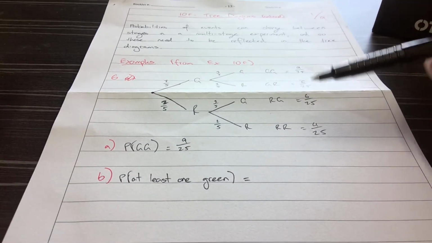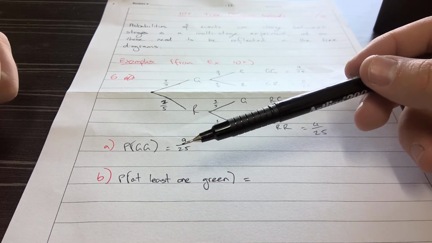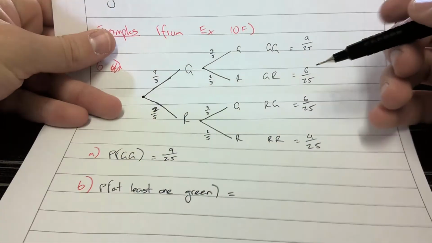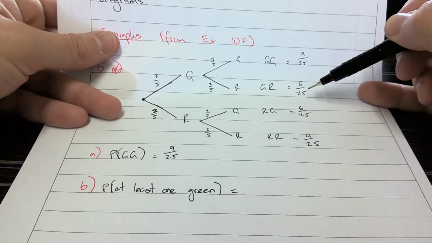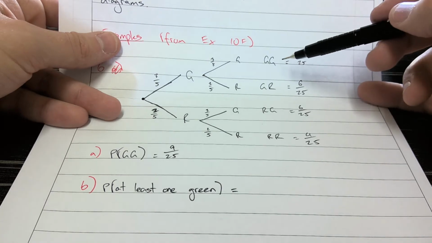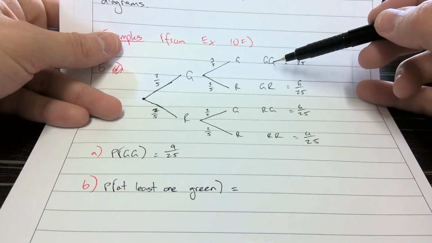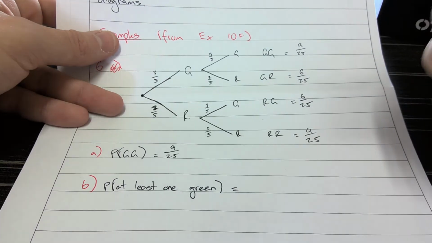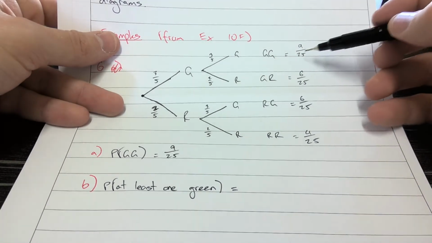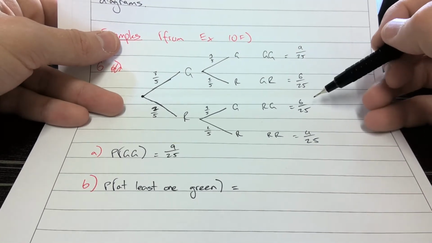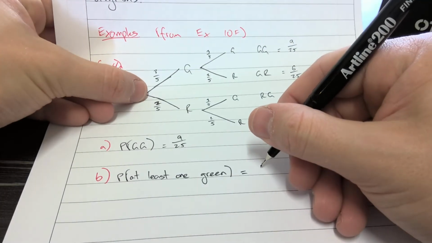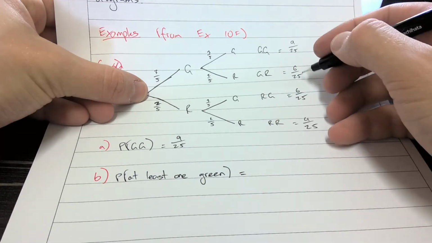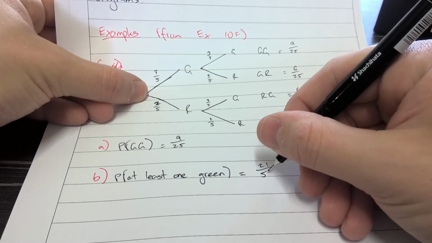Now, for the probability, at least one means that you can either have one green or two greens in this situation. And of course, what you could do is just look at where all the greens are. So it'll be this, this, and this. And what we're talking about is a probability of green, green, or green, red, or red, green. Remember, we talked about whenever we think of the word or, we add. So we'll be doing 9 plus 6 plus 6, which is 21. So we're basically finding the probability of these three. So 9 plus 6 plus 6 is 21 over 25.